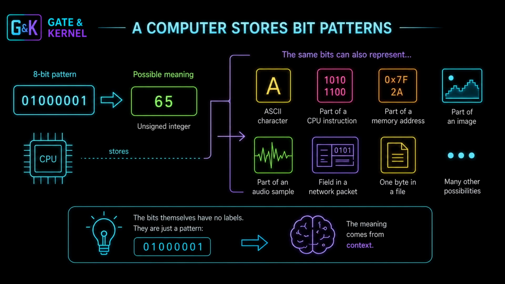Chapter 1. A computer stores bit patterns. Consider this 8-bit pattern, 01000001. What does it mean? If we interpret it as an unsigned binary integer, it represents decimal 65. But that is only one possible meaning. In ASCII, the exact same 8 bits can represent the capital letter A.